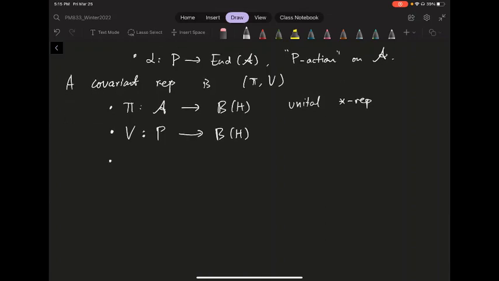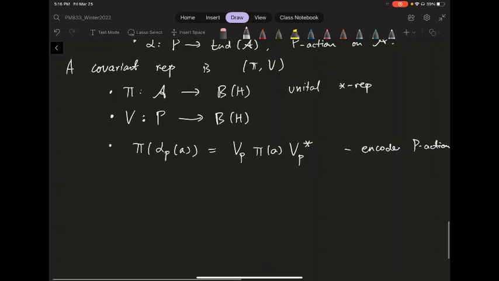How you encode the dynamics in a representation is that your action, say alpha P of an element X, is actually implemented by conjugation by the isometry V P. So it satisfies these conditions. This is how you encode the P action in terms of operators. So this pretty algebraic condition now becomes an operator condition. So you have these representations.